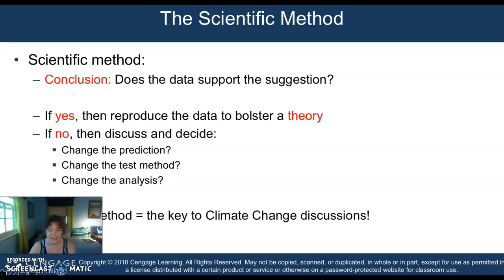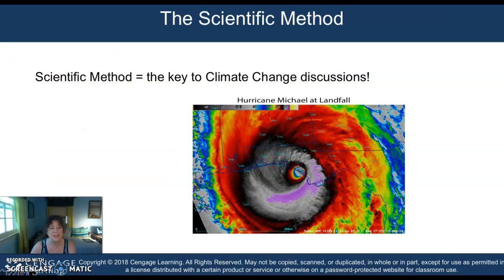The scientific method is the key to climate change discussions. And this is, for instance, Hurricane Michael at landfall. In looking at climate change discussions, we have to let ourselves fail in order to move forward in understanding the science. So that's my job in this course, is to give you permission to fail and keep moving forward. Let's go on to the next lecture.